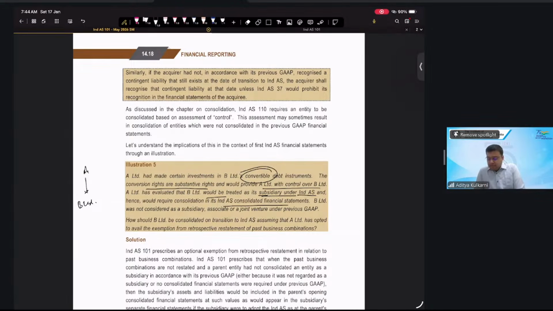How should B Limited be consolidated on transition, assuming that A Limited has opted to avail the exemption from retrospective restatement of business combinations? So if I assume that it has availed the exemption from retrospective restatement of past business combinations, how will it happen? Okay. All right. Tell me.